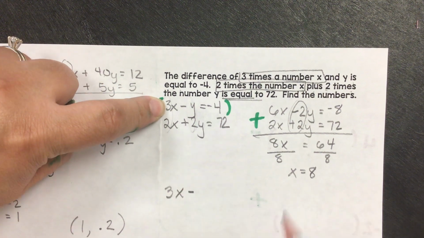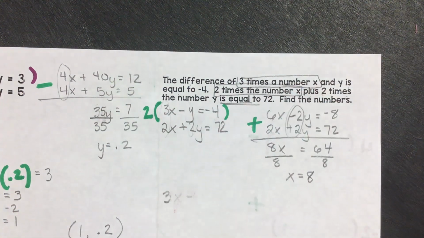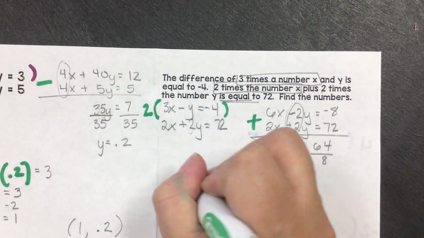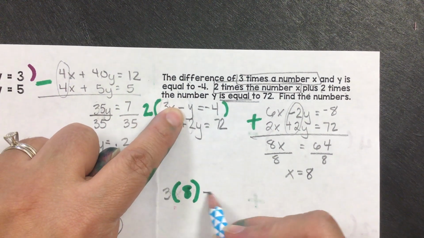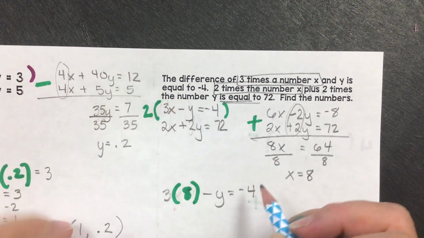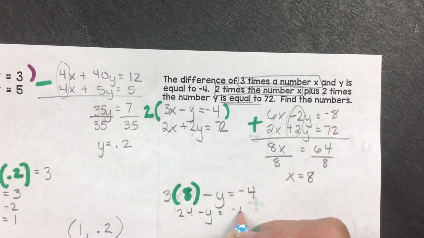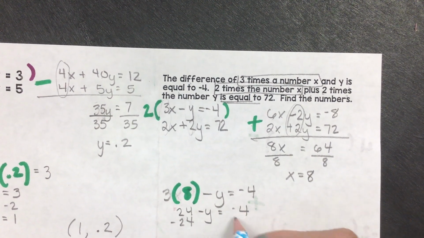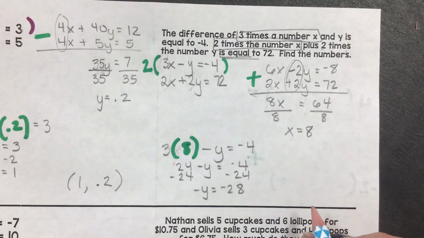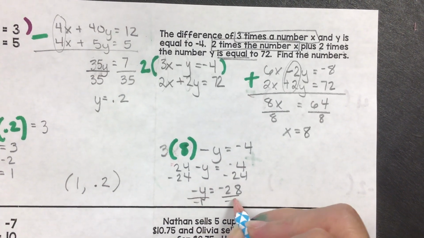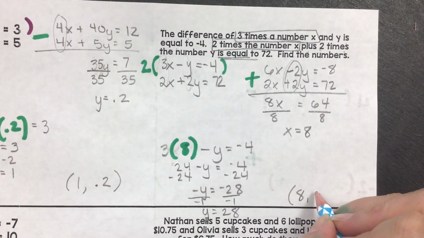So 3x minus, oops, I have the value of x, so I have to substitute the value of x. 3 times x, which x is 8, minus y is equal to negative 4. 3 times 8 is 24 minus y is equal to negative 4. Subtract 24 from both sides. Negative y is equal to negative 28. Then we're going to divide by negative 1. Y is equal to a positive 28, giving me the ordered pair 8, 28.